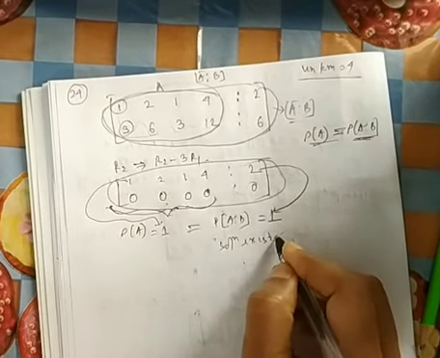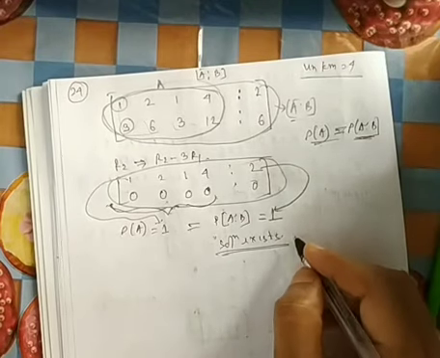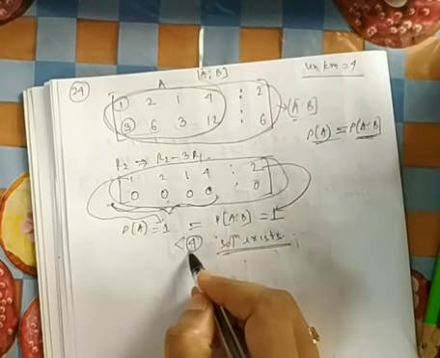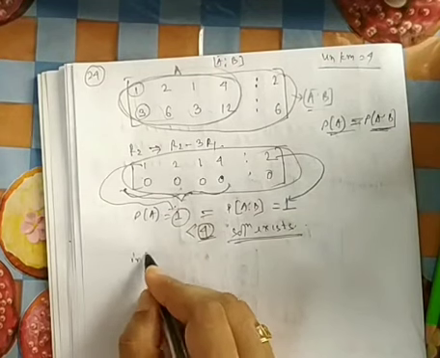A solution exists. Now what is the solution? What is the rank you are getting? The rank is 1, which is less than the number of unknowns. The unknowns are 4, which means with 4 unknowns, only one equation is left. So how many solutions? Infinite solutions.